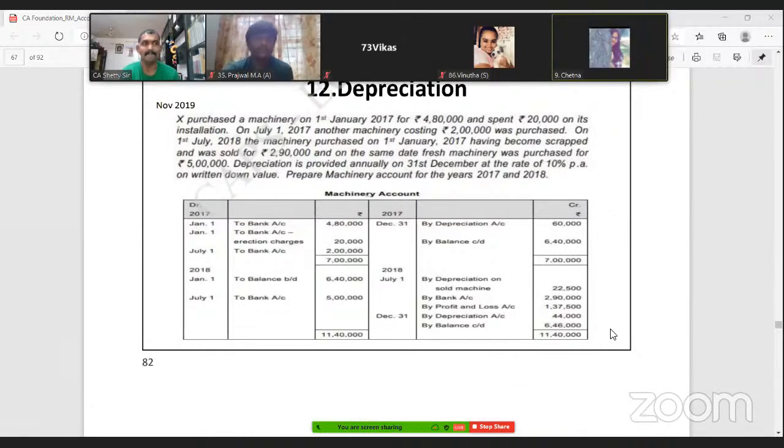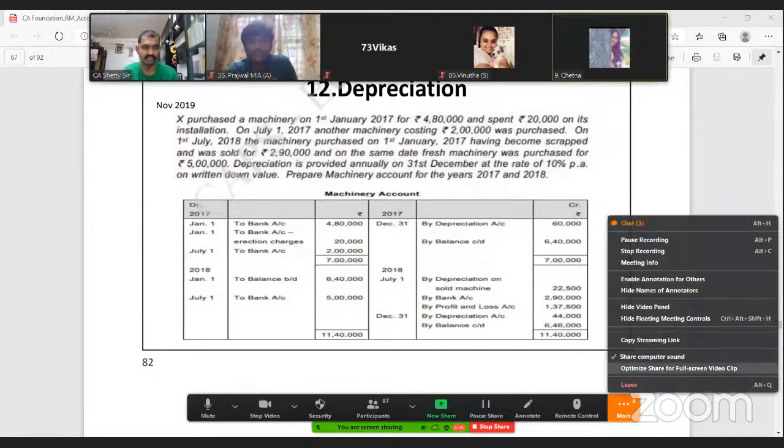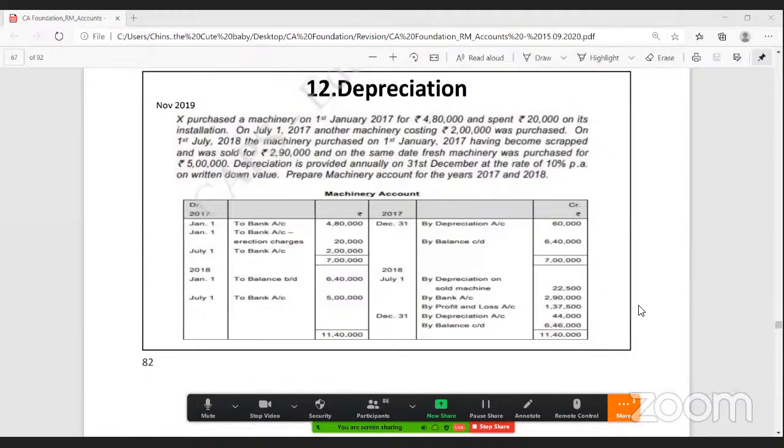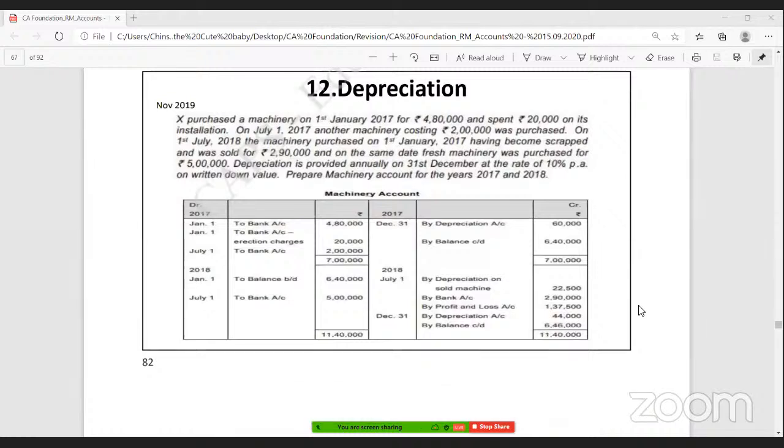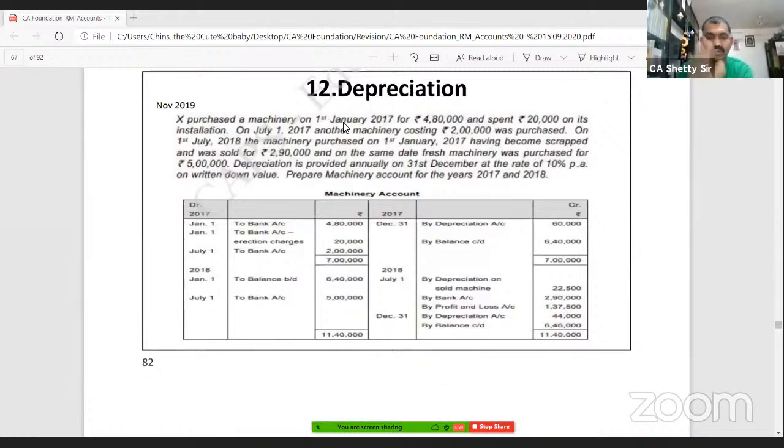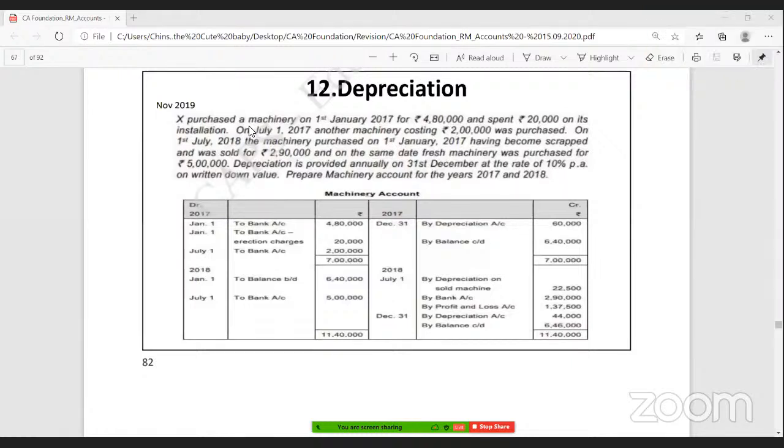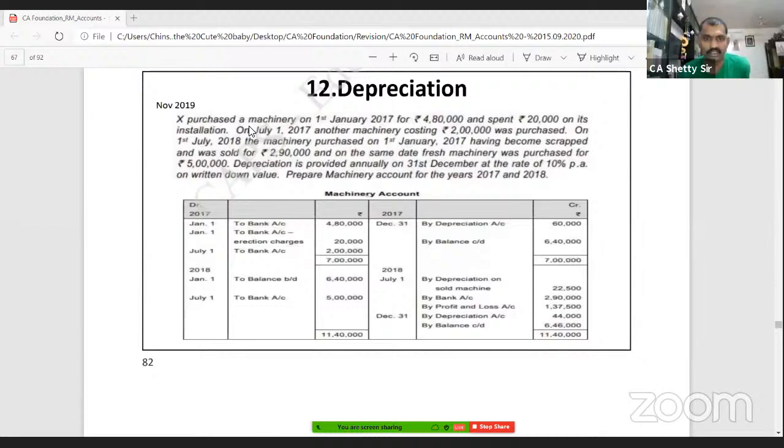Depreciation. It purchased a machinery on 1st January 2017 for rupees 4,80,000 and spent 20,000 on its installation. On July 1st, 2017, another machinery costing rupees 2 lakh was purchased. One by one. Purchased, so asset account with the debit balance. Purchase for 4,80,000, to bank account. Spent 20,000 for installation. One sentence, but note again: any cost till the date the asset is ready to use, what do we do? Capitalize. Very good.